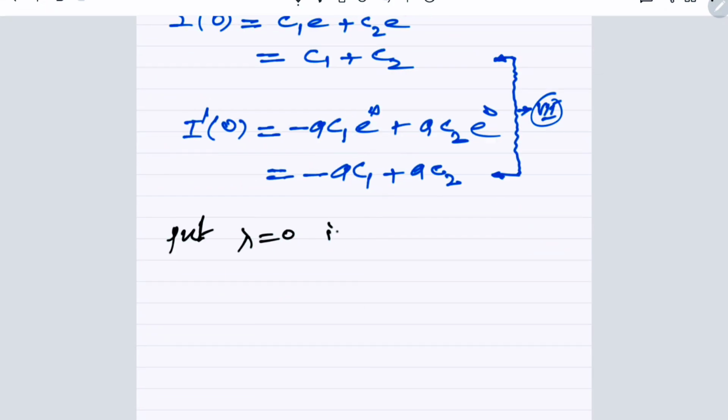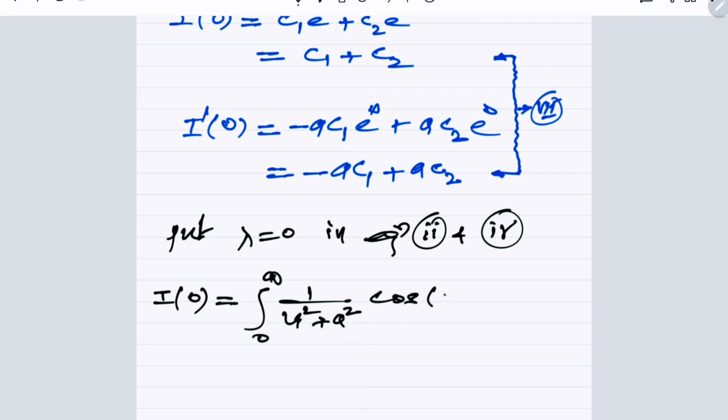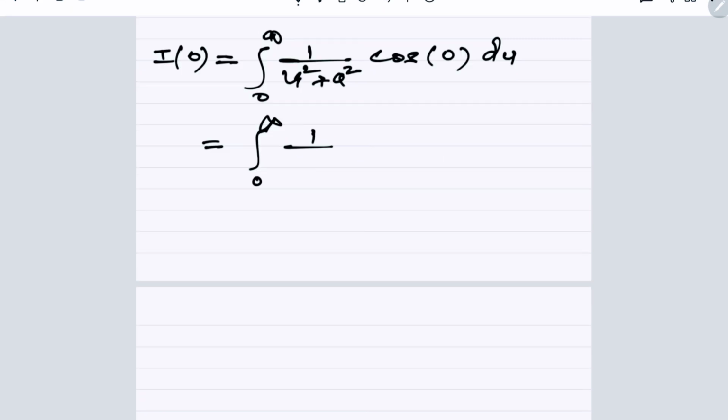Then put lambda is equal to 0 in equations 2 and 4. This step is very, very important to get the values of I of 0 and I dash of 0. From 2 we get I of 0 as the integration from 0 to infinity. Substituting lambda is equal to 0 in that integral, that term becomes 1 upon u square plus a square cos of 0 as lambda is 0. And the value of cos 0 is 1, so it is the integration from 0 to infinity of 1 upon u square plus a square with respect to u.